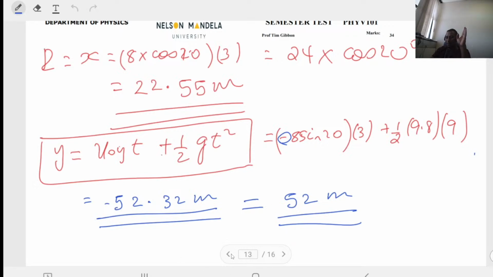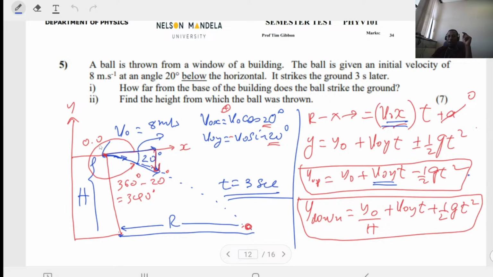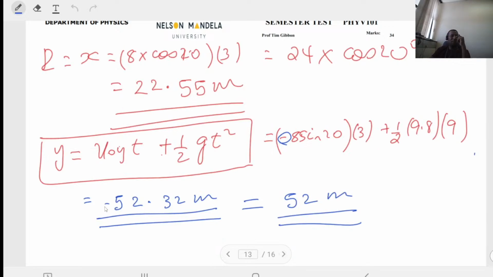I remove negative because of the following. Remember, my origin is there. This thing is down. That's why my answer becomes negative. But the correct answer is actually the height, the absolute value of the displacement. The height must be about 52.32 meters.